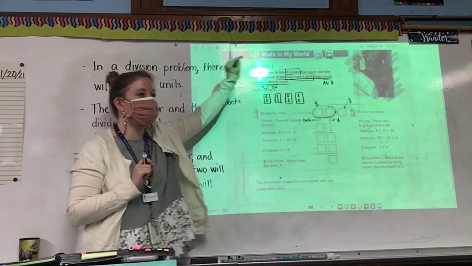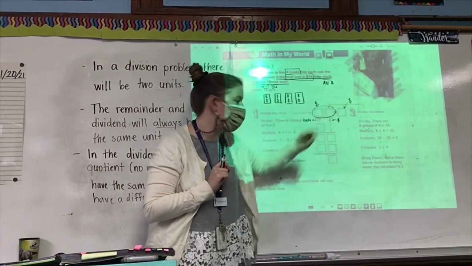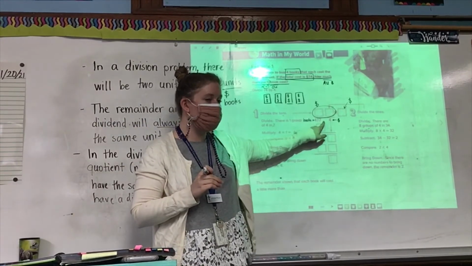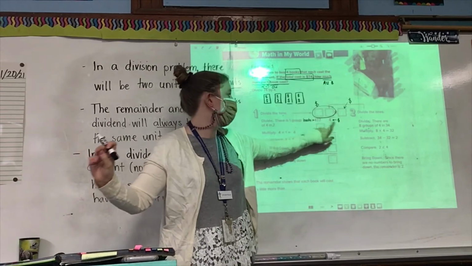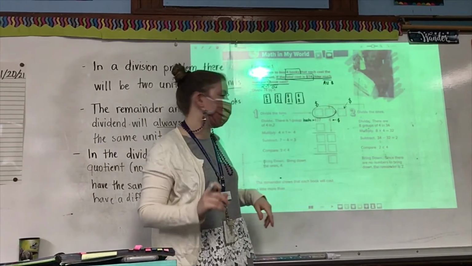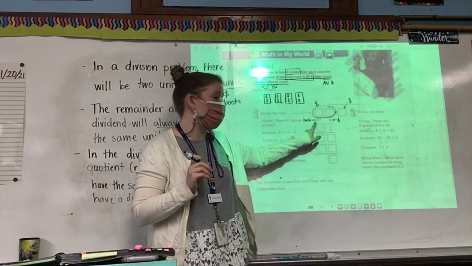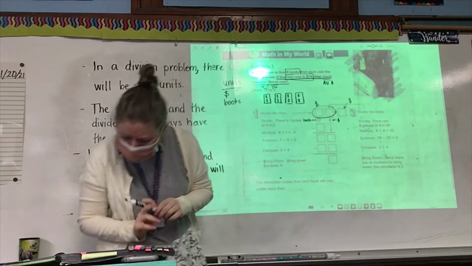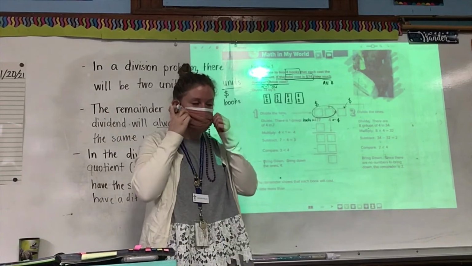The remainder and the dividend will always have the same unit. So it does not matter what the problem says. The remainder is going to be the same as the dividend, because remember, the dividend is the total number of items in the word problem. The remainder is the amount of those items that don't fit evenly into the groups. But sometimes we know the number of items in each group equally, and we're trying to find the number of groups. We'll see that in the next problem. Okay.